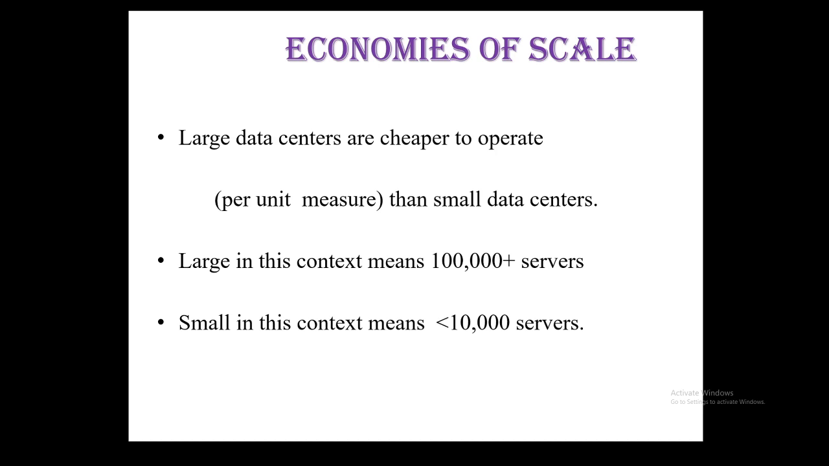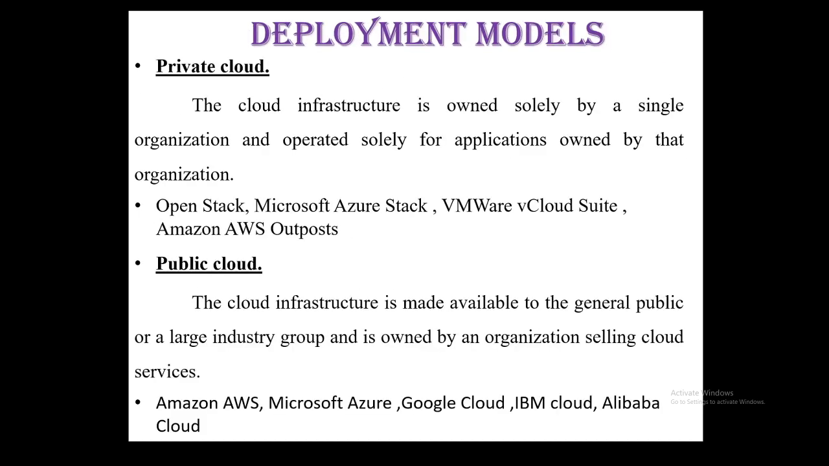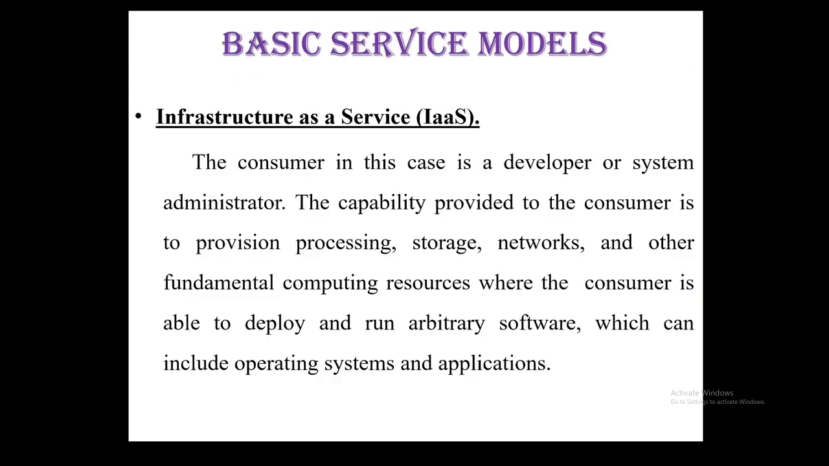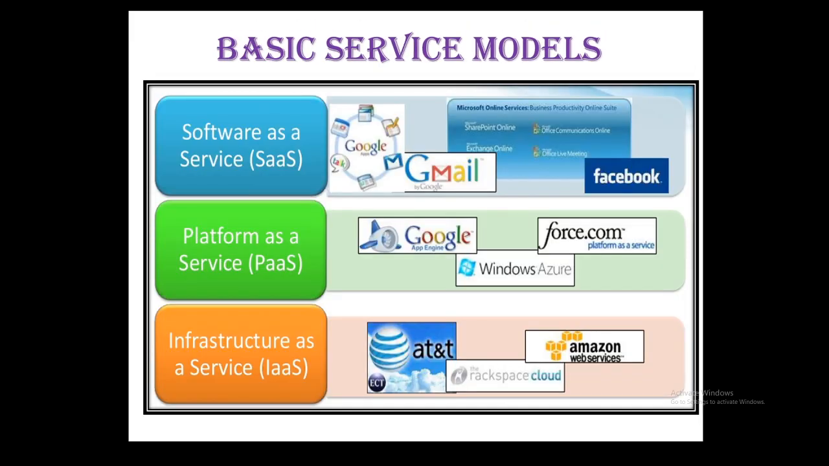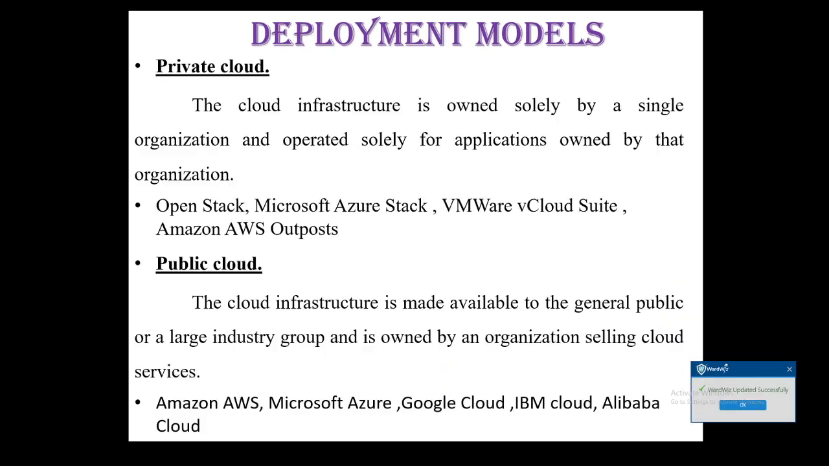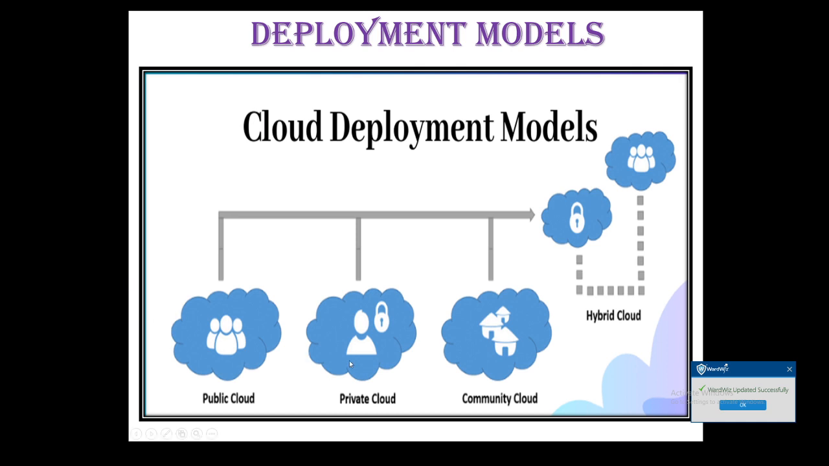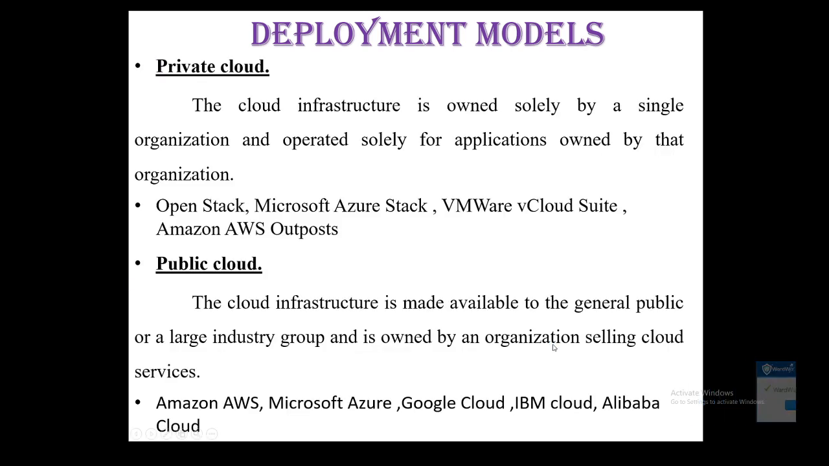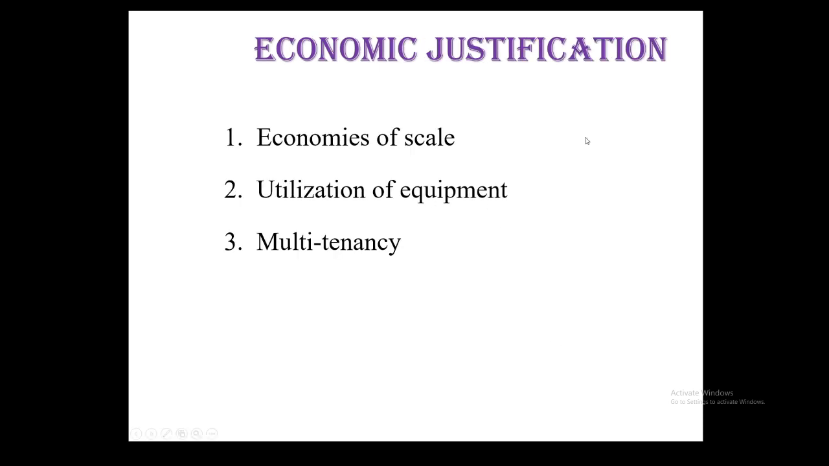So today, what we learned so far: the different cloud definitions, the basic service models and the deployment models. What are the basic service models? SaaS, PaaS, IaaS. What are the different deployment models? Private, public, community, hybrid. Other than that, we studied the economic justification, and we learned about economies of scale alone. We'll study the utilization of equipment and the multi-tenancy in the remaining classes. Thank you.